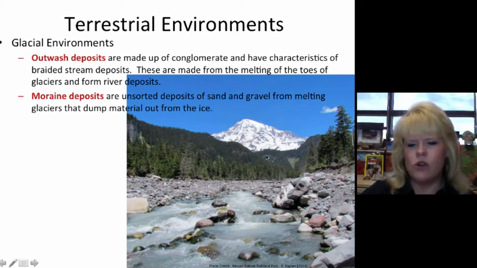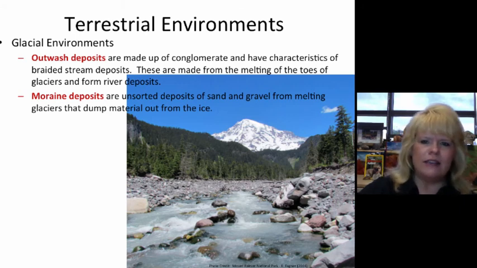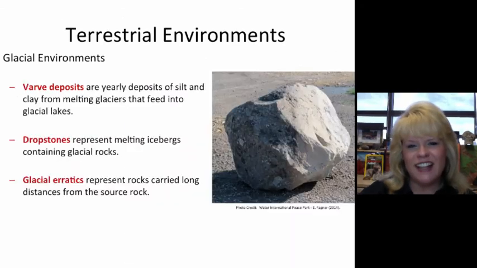This is Mount Rainier, and there's some melting glaciers there. Do you see all this rubble deposits there? That is very characteristic of outwash deposits from a melting glacier stream. Moraine deposits are very unsorted by size. They represent sands and gravels from melting glaciers that dump it at the terminus of where that glacier is. So they have a different appearance and usually much thicker than outwash deposits that you'll find in the rock record.